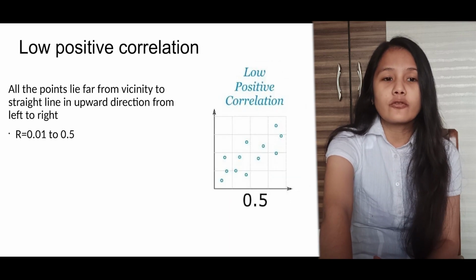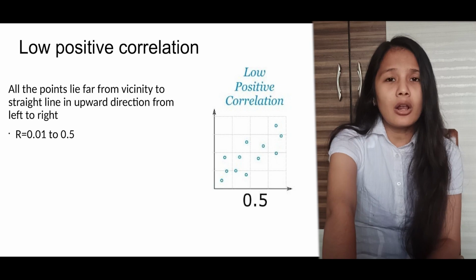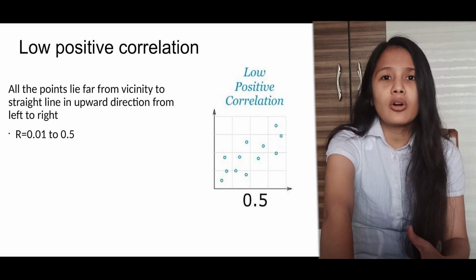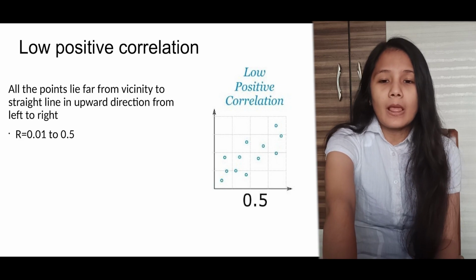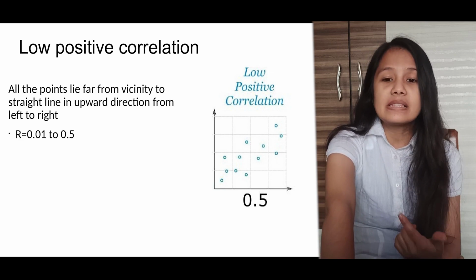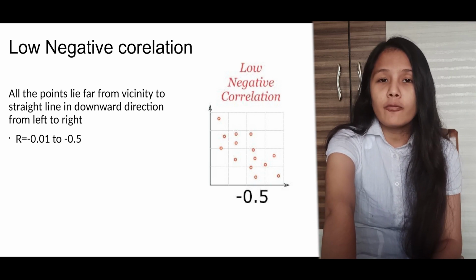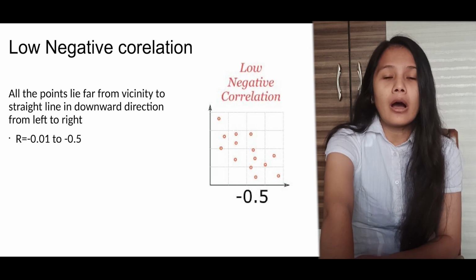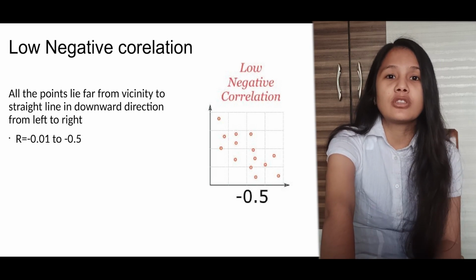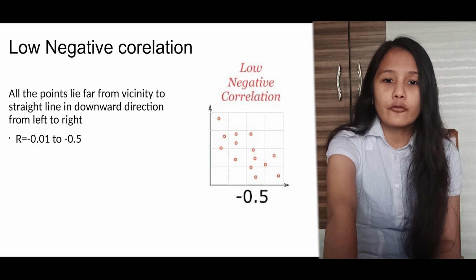Now low positive correlation. All the points lie far from the vicinity of the straight line in upward direction. You can see there are a lot of points, but they are not in sync, they are not in a line. So we can say that this is low positive correlation. And same with low negative correlation. As you can see, a lot of points are there, but there is no sort of pattern which the dots are following. So you can see this is low negative correlation.